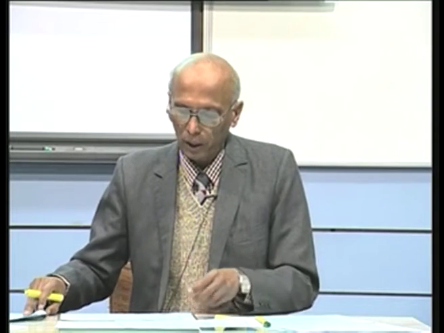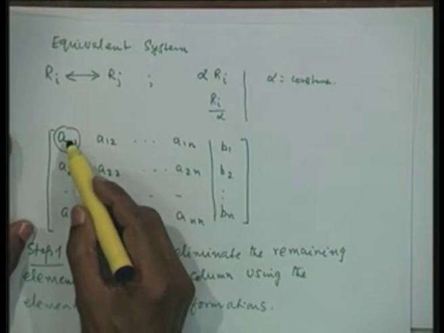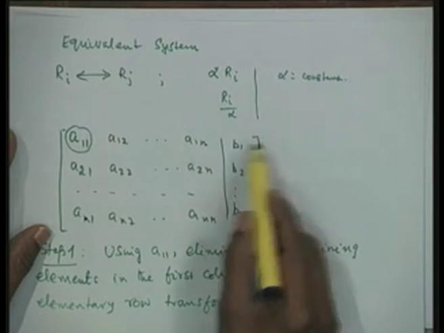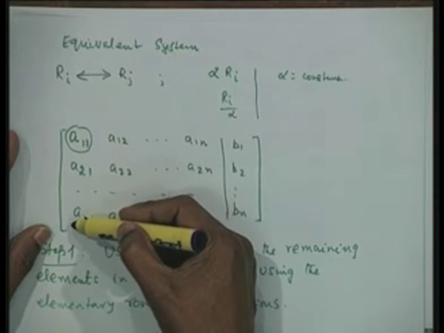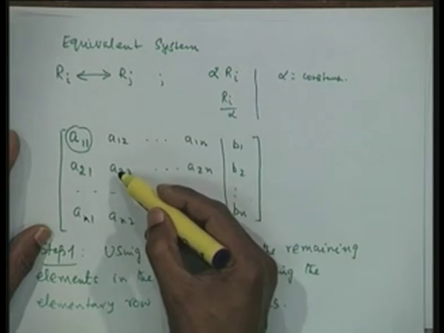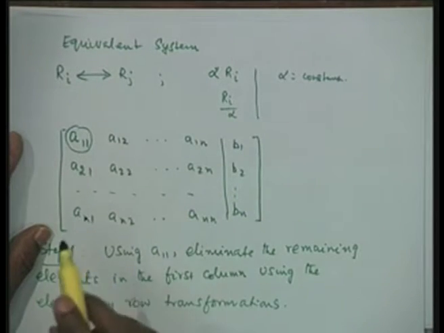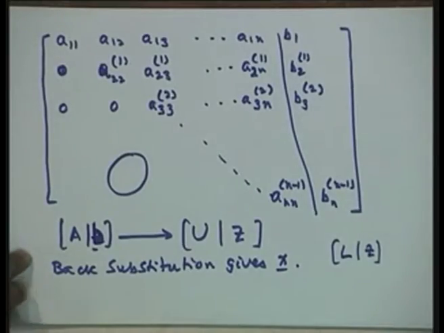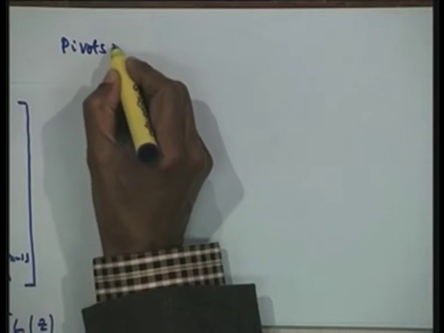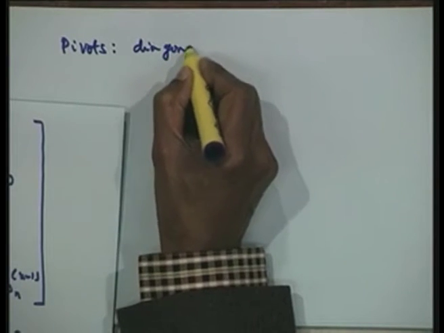Now, one more observation that can be made here is, particularly with hand computation, before we do each step, we can make the diagonal element as 1. So I will first divide throughout by a11, then it will be 1, then I will be multiplying by a21 and subtract, a31 subtract, an1 subtract. So it is possible for us to make the diagonal element 1 before each step. The diagonal element shall be called a pivot. So we shall call each diagonal element a pivot.